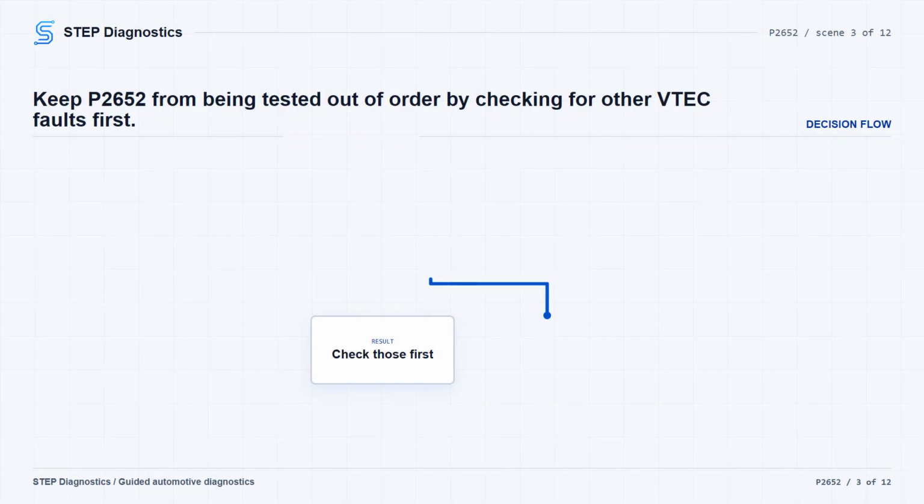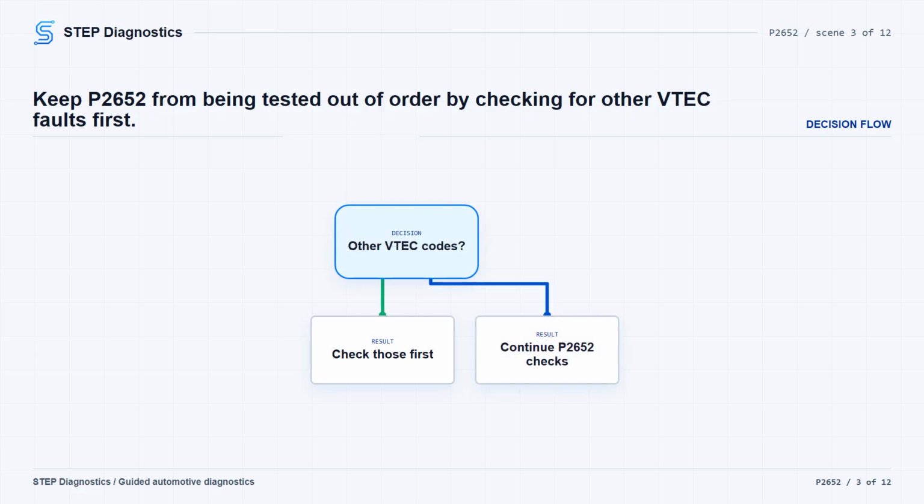Before chasing P2652 by itself, look for any related VTEC system codes. If other VTEC system codes are present, check what they mean first and address those before continuing. That keeps you from testing this code while another VTEC fault is already steering the system in the wrong direction.